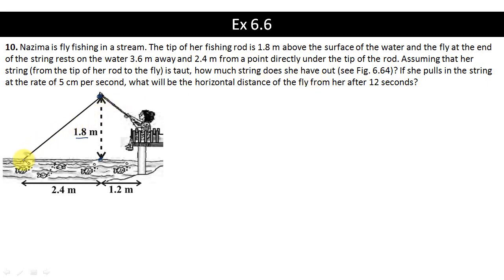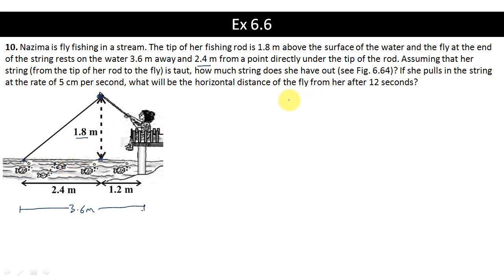So this point has a fly attached to it, and this fly is at a distance of 3.6 from Nazima. The fly is 3.6 meter from Nazima and 2.4 meter away from the point directly under the tip of the rod. So this point is the point which is directly under the tip of the rod. So this point and this point are at a distance of 2.4 meter.